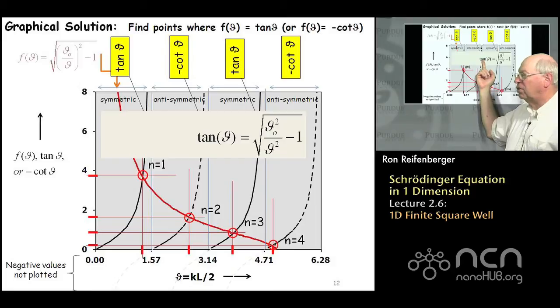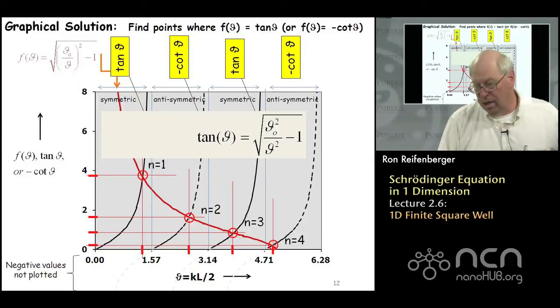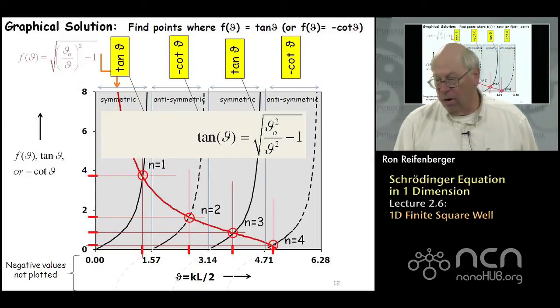The tangent function or the minus cotangent function are a little bit easier to plot, so we're going to make a plot of tangent and minus cotangent. And whenever the plots of tangent or minus cotangent intersect the plot of this, those are possible solutions. So that's a graphical approach.